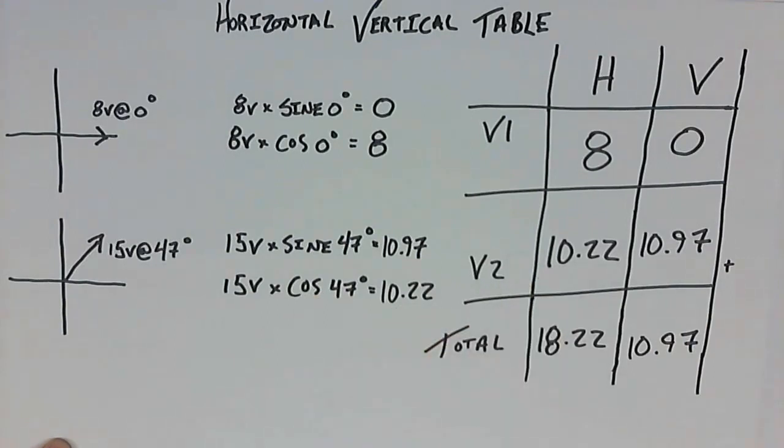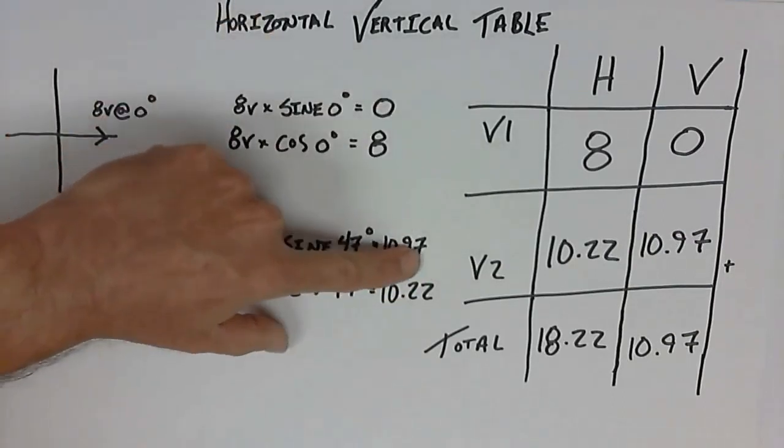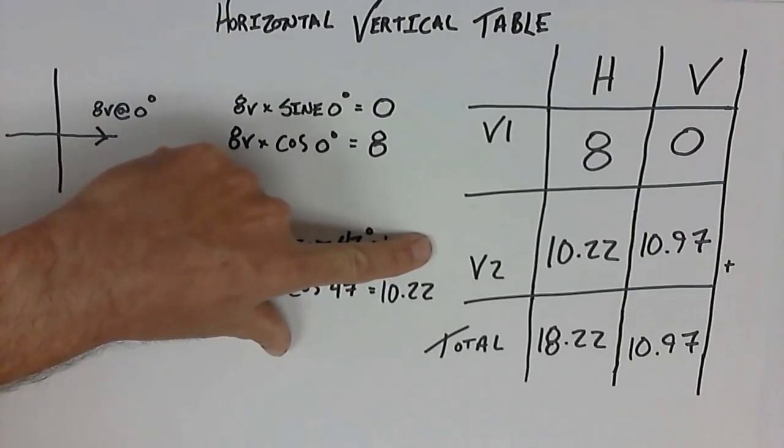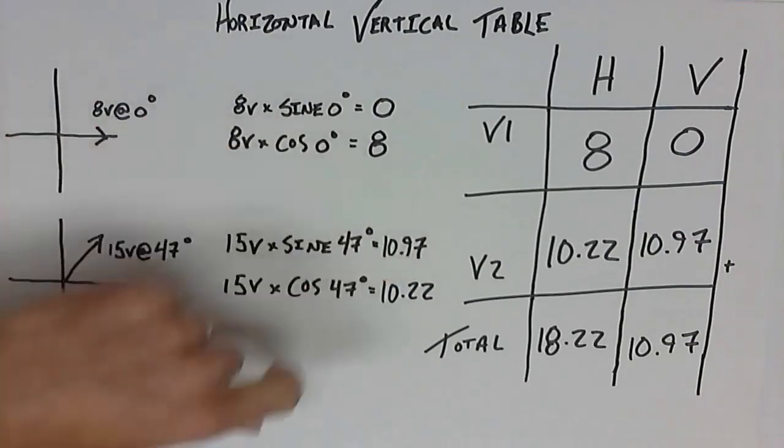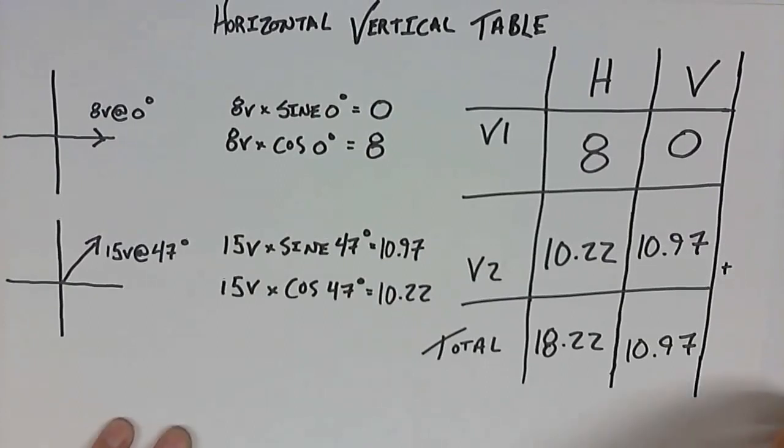At this point, all we do is add these values together. So this and this gives me 10.97. 8 and 10.22 gives me 18.22. This is the HV table. It's a very simple process. Ooh, there we go for effect. A simple process that allows you to work out what the combined vertical and horizontal components are of two phasors to be added together. But that's not the whole story, is it?